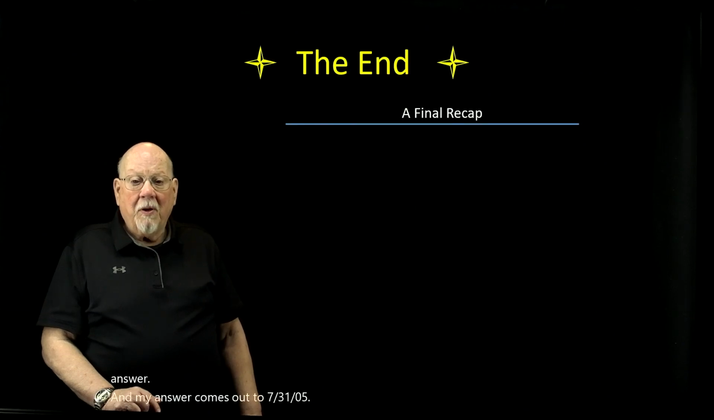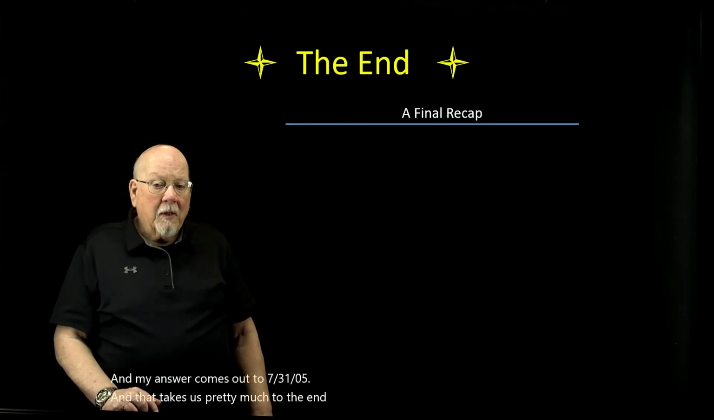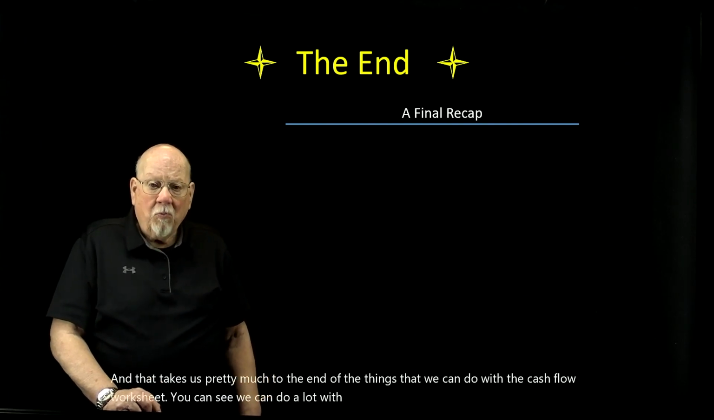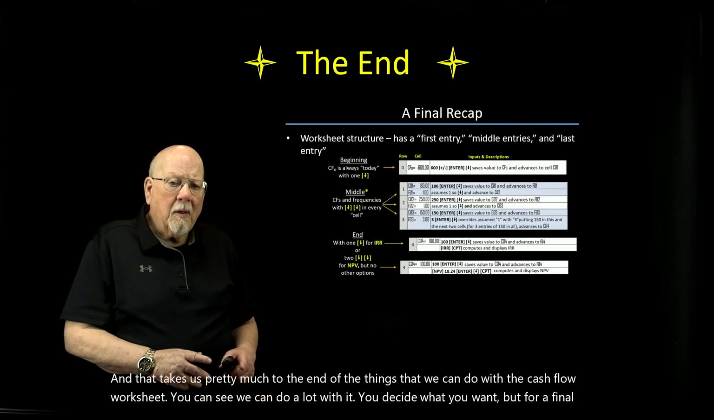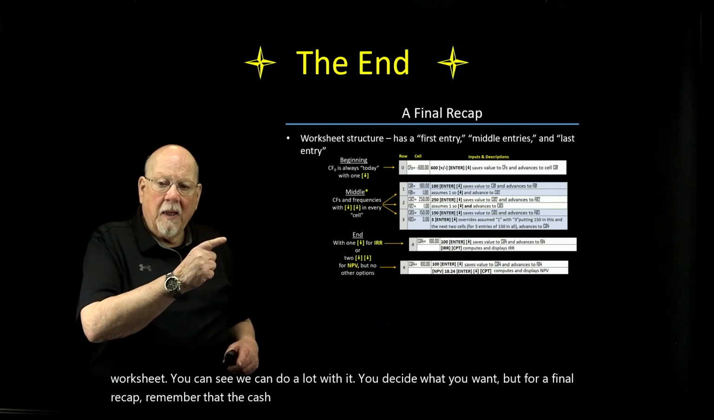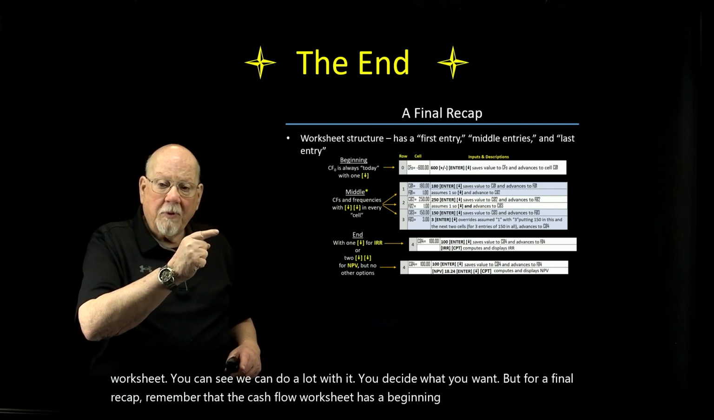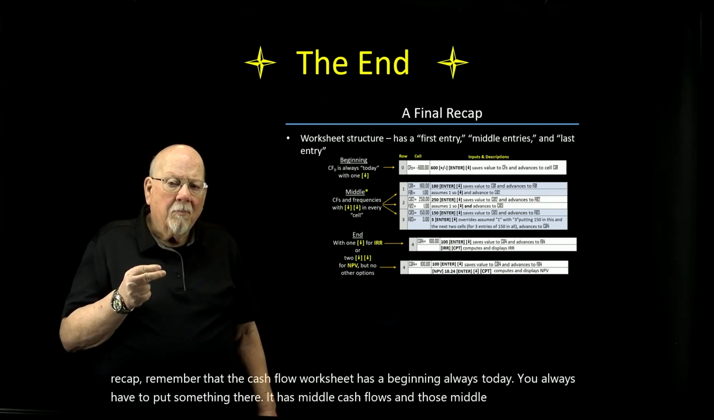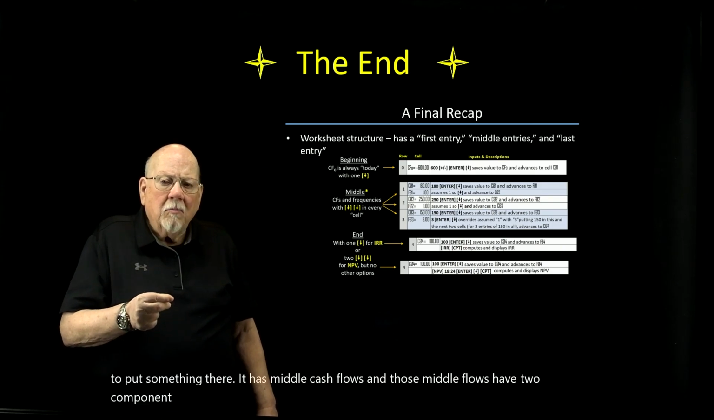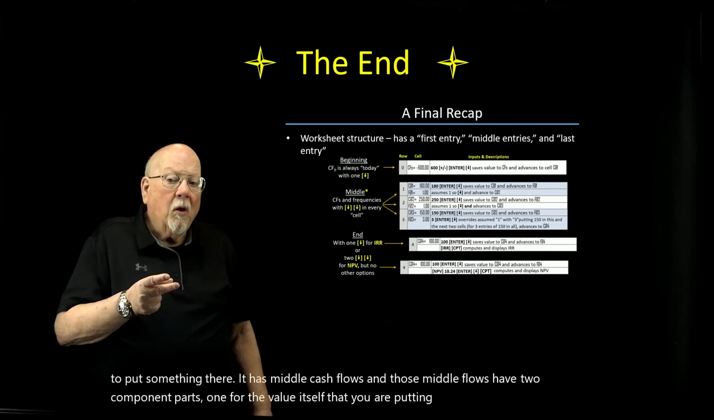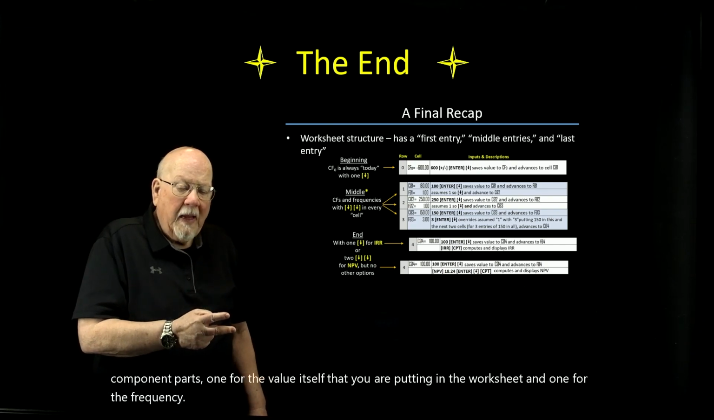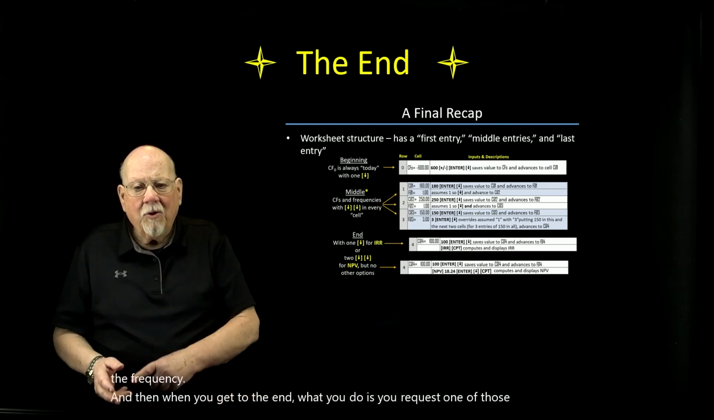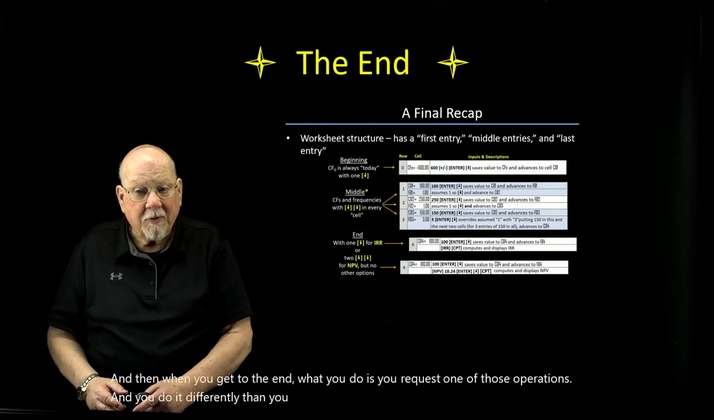And that takes us pretty much to the end of the things that we can do with the cash flow worksheet. As you can see, we can do a lot with it. You decide what you want. But for a final recap, remember that the cash flow worksheet has a beginning, always today. You always have to put something there. It has middle cash flows, and those middle flows have 2 component parts. One for the value itself that you are putting in the worksheet, and one for the frequency. And then when you get to the end, what you do is you request one of those operations. And you do it differently than you did it for the previous TVM worksheet.